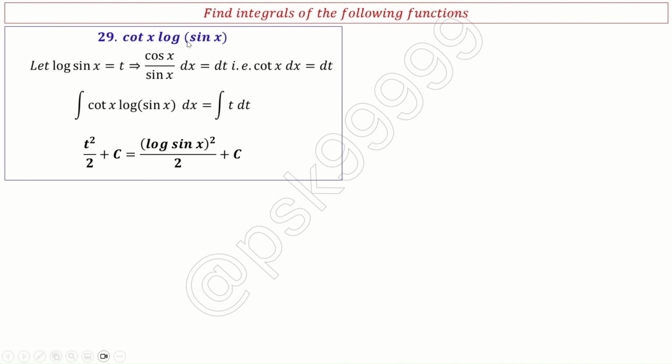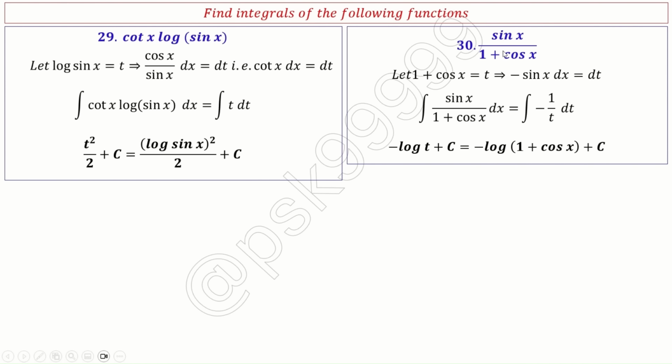Cot x log of sin x. So if I take log sin x as t, then if I differentiate it, I get cot x dx equal to dt. So cot x and dx will go into dt. So integration of cot x log of sin x dx is nothing but integration of t dt, which is t square by 2, that is log of sin x whole square by 2 plus constant.